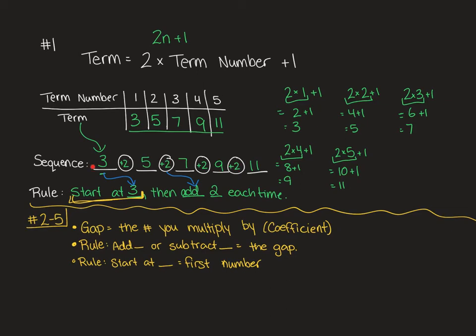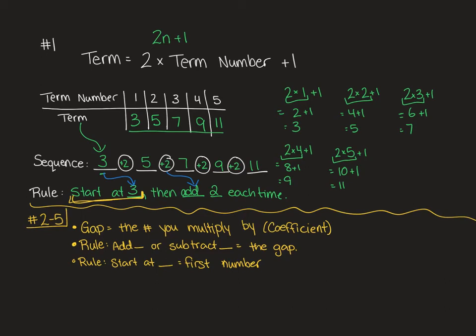Now, with the rule, to find the next term in the sequence, you just have to keep the pattern going, right? So you'd add another 2 to find the 6th term, add another 2 to find the 7th term, and so on until you try to find the 10th term.